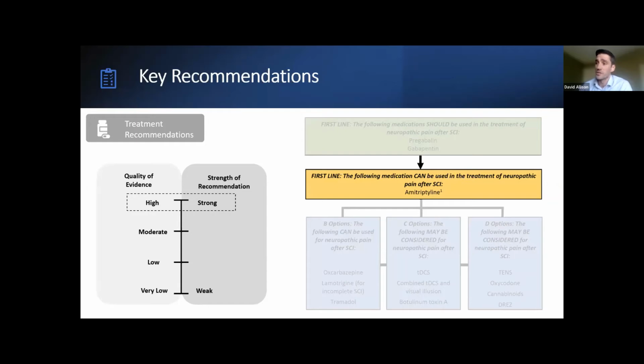So it's important to note, although this is a first-line treatment option, it should really only be used if the gabapentinoids have first been attempted and proven effective. Then you could consider moving on to amitriptyline.